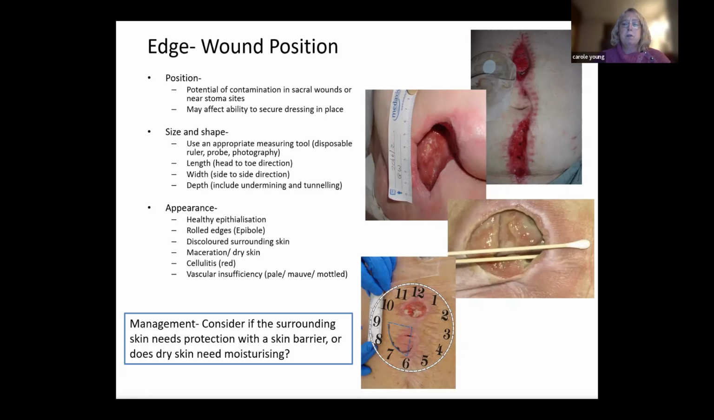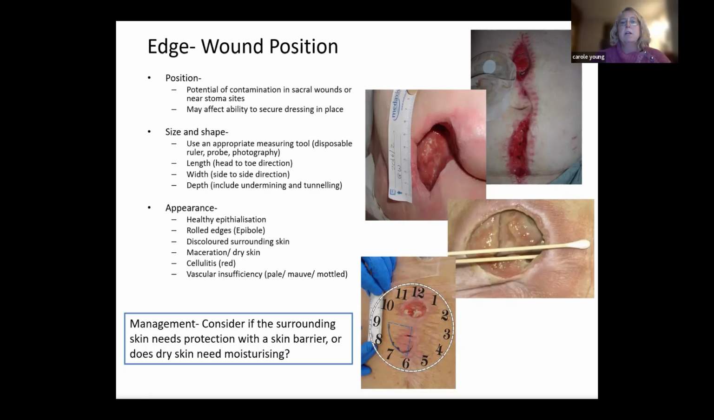And then the wound edge itself, what does it look like? Is there healthy epithelialization happening at the edge, those pale pink cells? Or are the edges quite rolled, kind of going in because the granulation hasn't filled the wound yet? The epithelium is actually trying to migrate but can't, so it rolls under.